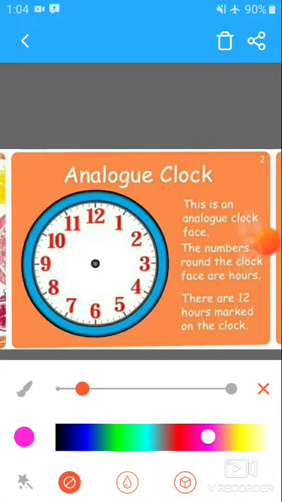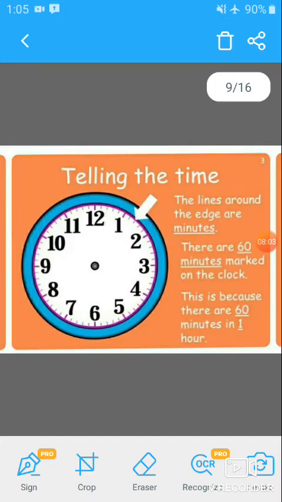Students, look at here, this is the face of an analog clock. The numbers round the clock face are hours, like here 1, 2, 3, 4 and so on. There are 12 hours marked on the clock.